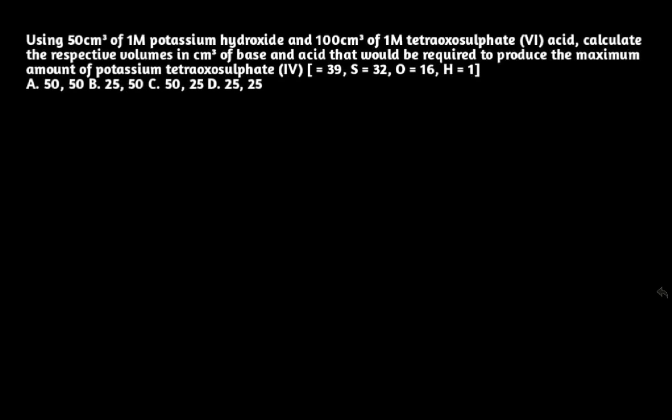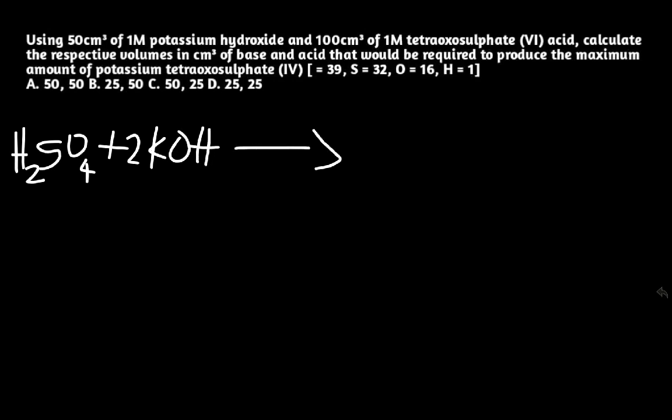There are actually 5 steps to solving this. The first step is you balance the chemical equation, and here's how to go about that. Say H2SO4 would react with 2KOH.